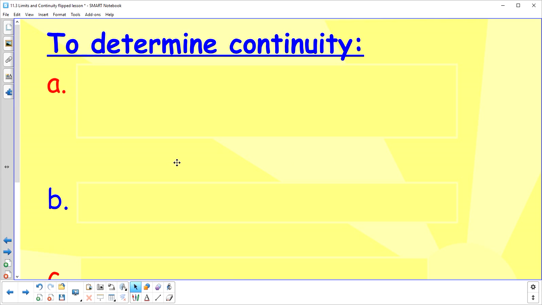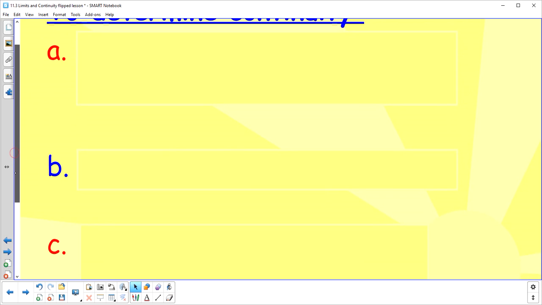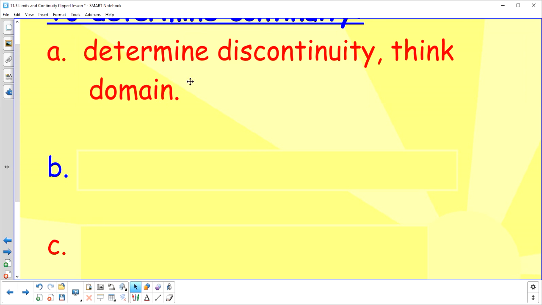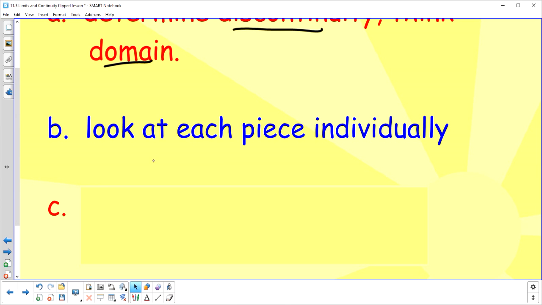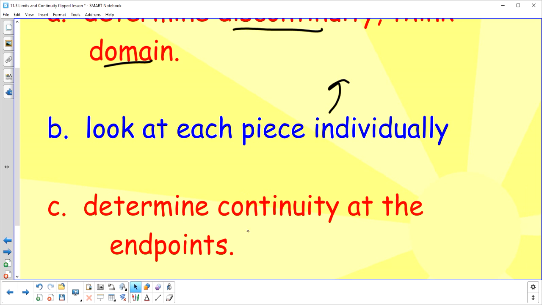So in order to determine if a function is continuous, it's probably going to be easier to think of where is it discontinuous. So we're going to determine discontinuity, and there we want to think domain. So what values of x do we have to exclude? Okay, second, then we're going to look at each piece individually, and most importantly, by looking at each piece individually, are there any domain restrictions? So this kind of goes with that first piece. And then finally, we have to determine the continuity at the endpoints.